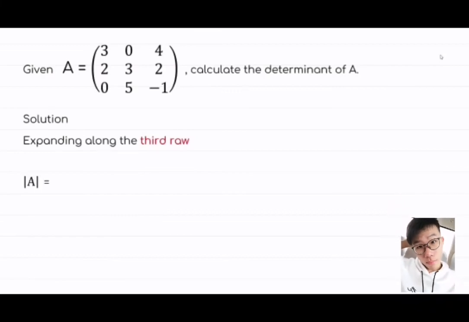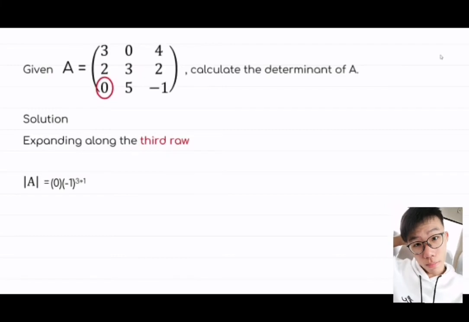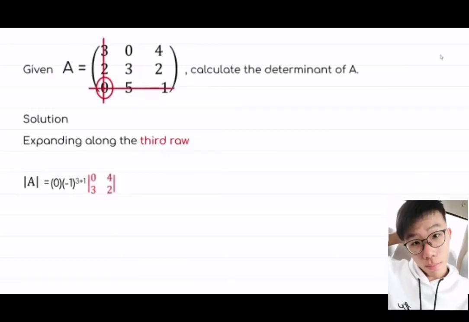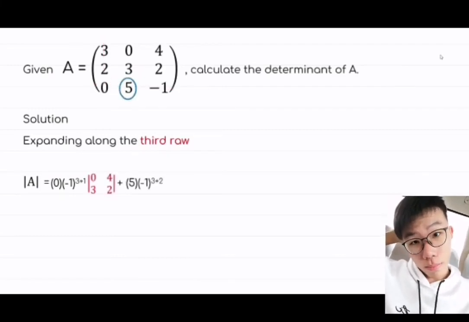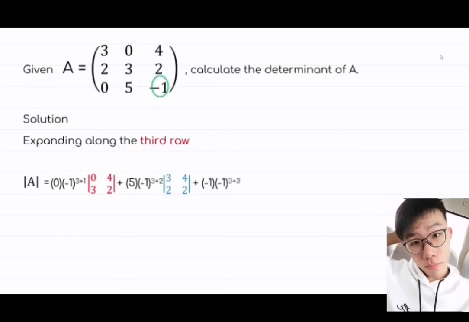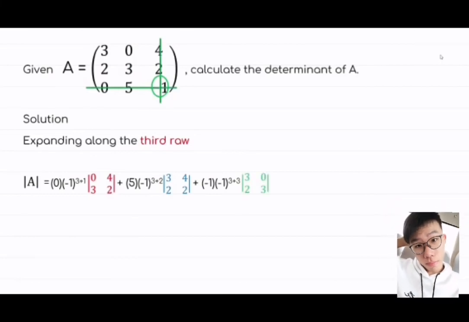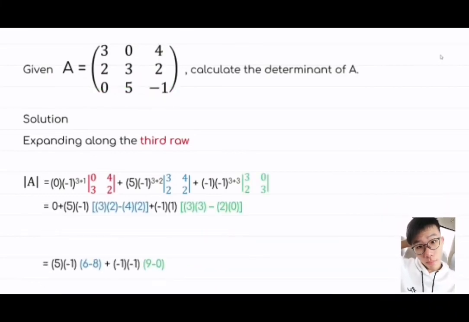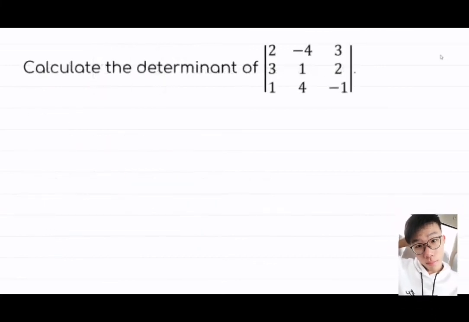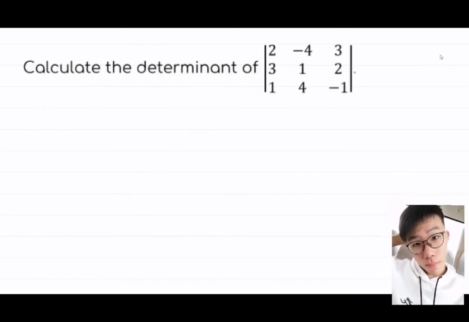So the determinant of A is equal to 0 multiplied with negative 1 to the power of 3 plus 1, where 3 is the third row and 1 is the first column. Eliminate, you get 0 4 3 2, plus 5 multiplied with negative 1 to the power of 3 plus 2. Eliminate, you get 3 4 2 2, plus negative 1 multiplied with negative 1 to the power of 3 plus 3. Eliminate, you get 3 0 2 3. And then do the calculation, and you get the answer.